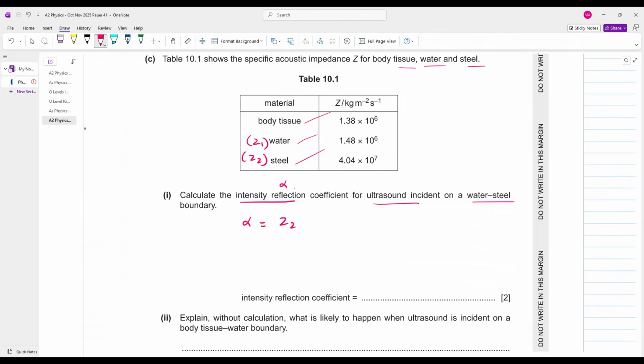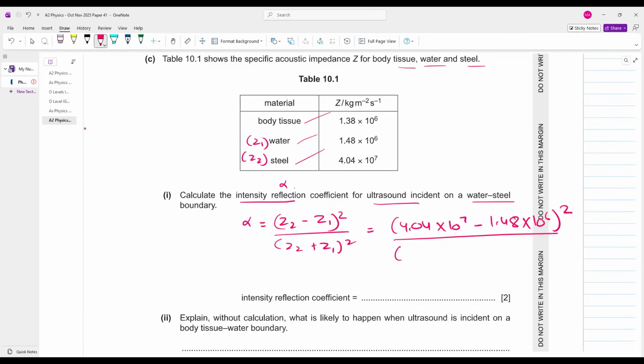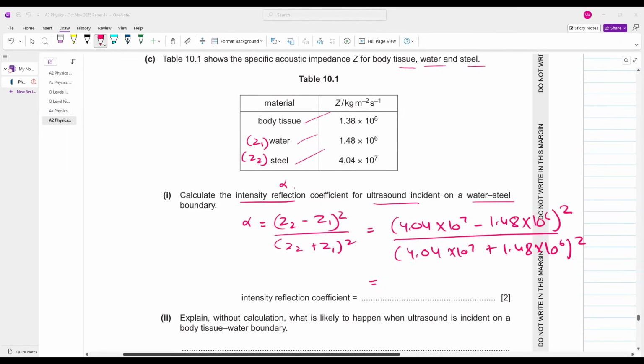What is the formula of the intensity reflection coefficient? Z2 minus Z1, whole square, divided by Z2 plus Z1, whole square. What is the value of Z2? 4.04 times 10 raised to the power of 7. What is the value of Z1? 1.48 times 10 raised to the power of 6. Can you calculate the intensity reflection coefficient? It comes out to be 0.86.